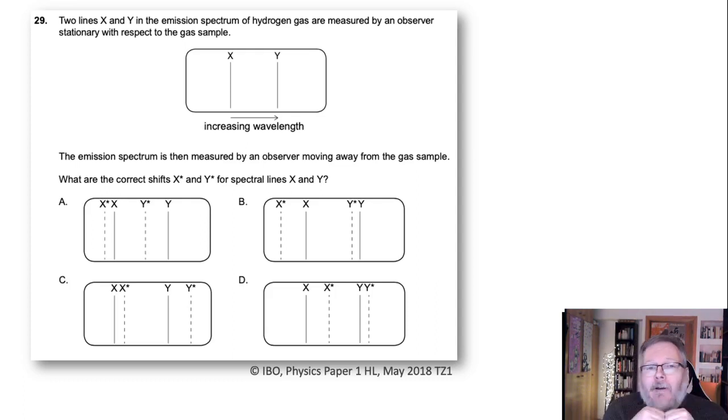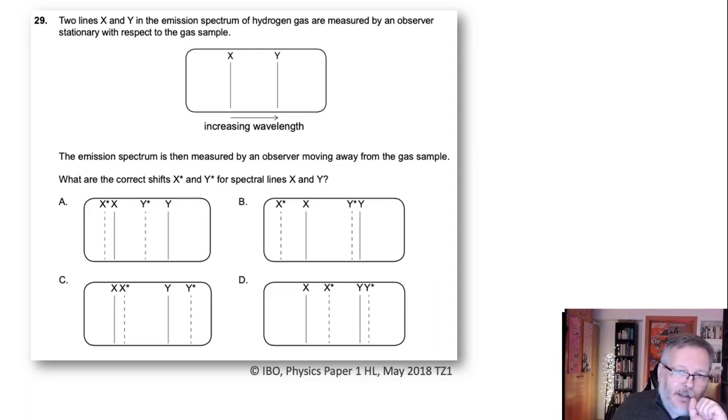The emission spectrum of hydrogen gas, and you'll remember the emission spectrum is basically bright lines on a black background, because it's the light rays being given off by electrons moving to the ground state after being excited. And it just gives two arbitrary lines. It calls them X and Y in order of increasing wavelength.